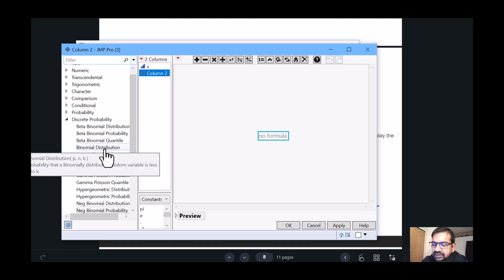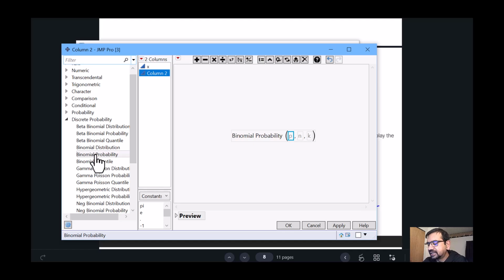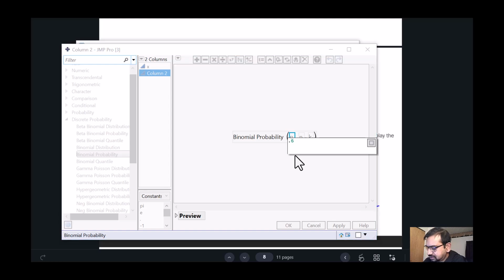Binomial distribution is cumulative. We're interested in binomial probability. I'll show the difference between the two in just a little bit. So let's click on binomial probability. We want to know the probability of getting our given successes. Our P is 0.6. It will not change.